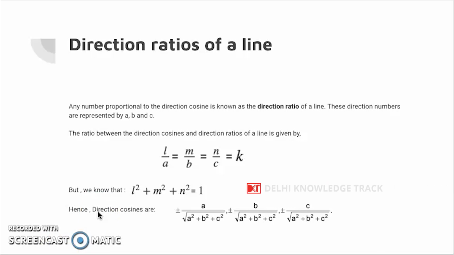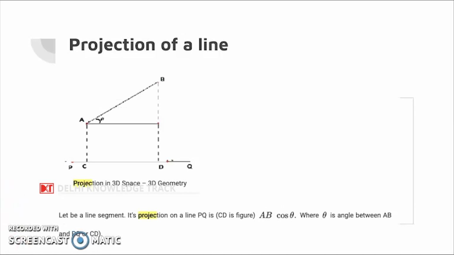square plus b square plus c square, plus minus b upon under root of a square plus b square plus c square, plus minus c divided by under root of a square plus b square plus c square. Next topic is projection of a line. In this diagram, we can see line AB, a line segment. Its projection on line PQ is AB cos theta, where theta is the angle between AB and line PQ.